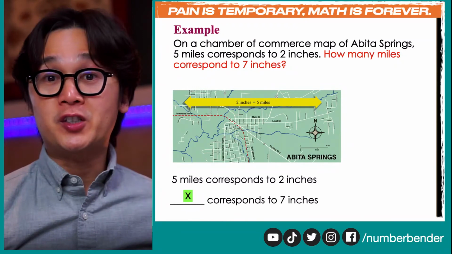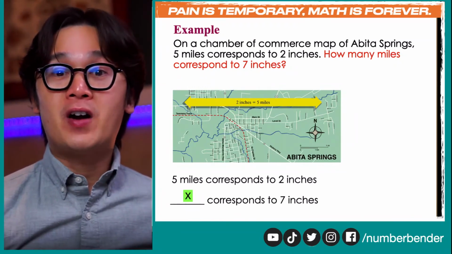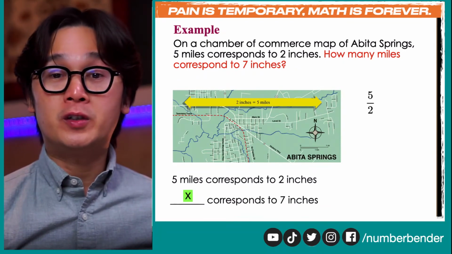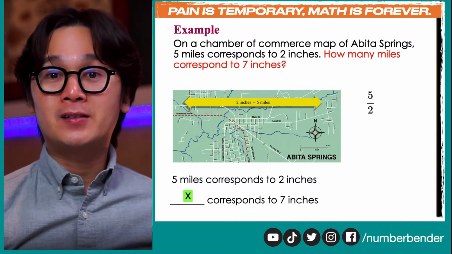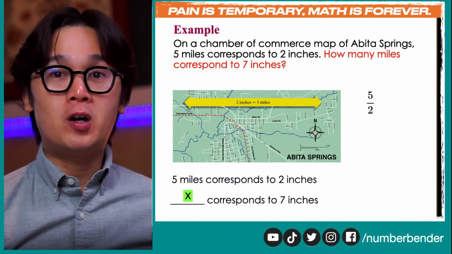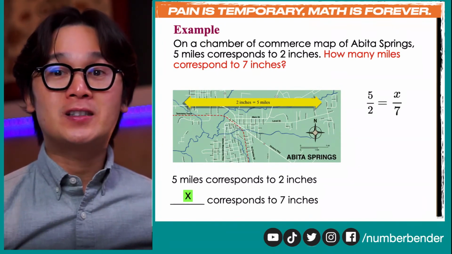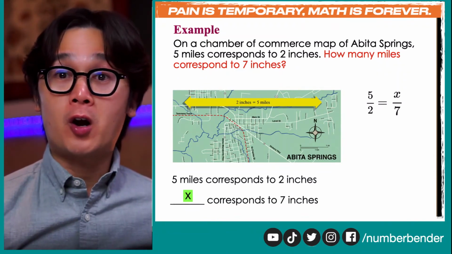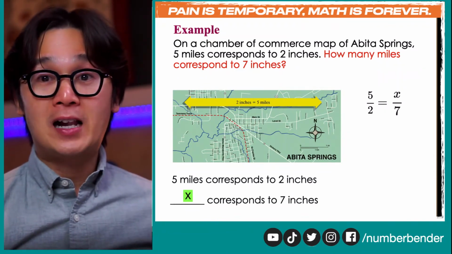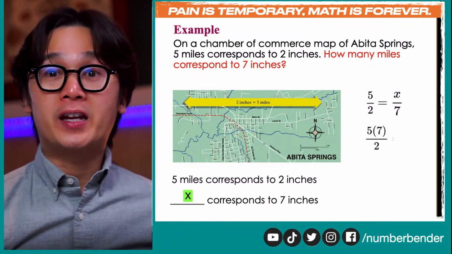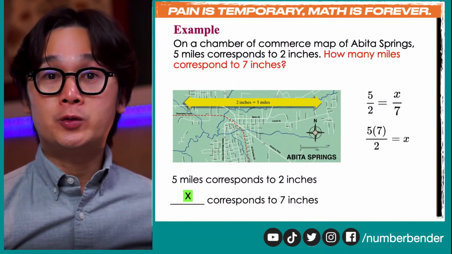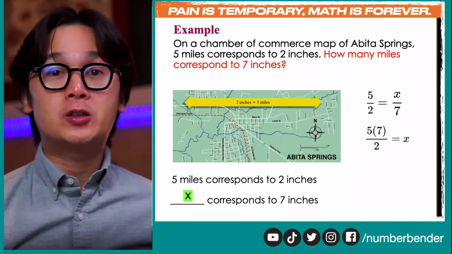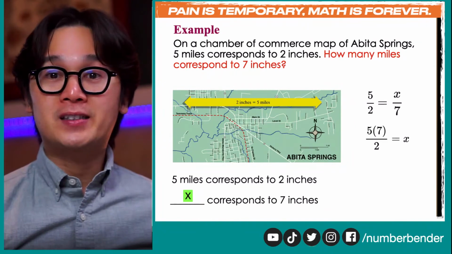All we need to do now is to complete our equation. So in our first equation, 5 is to 2 can be converted into fraction form, 5 all over 2. And if we have x to 7 in fraction form, we can write it as x all over 7. And now that we have our equation, we can use cross product to solve for the value of x. So 7 multiplied to 5 all over 2 is going to be our new equation, and now that x is by itself, we'll be able to produce the value of x that we're looking for.